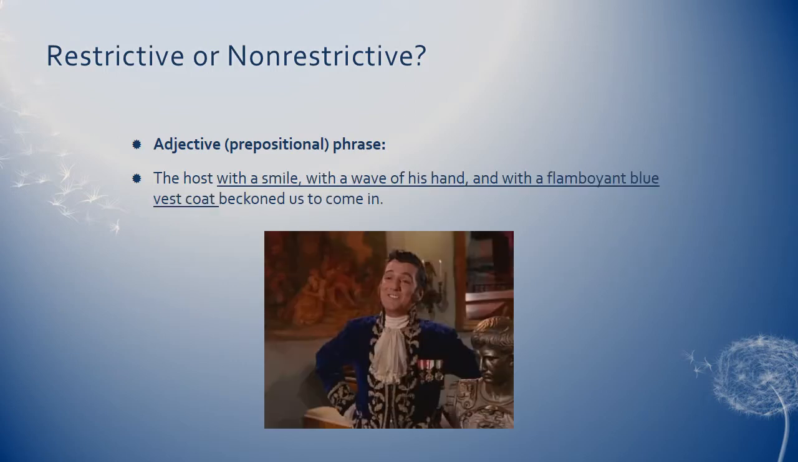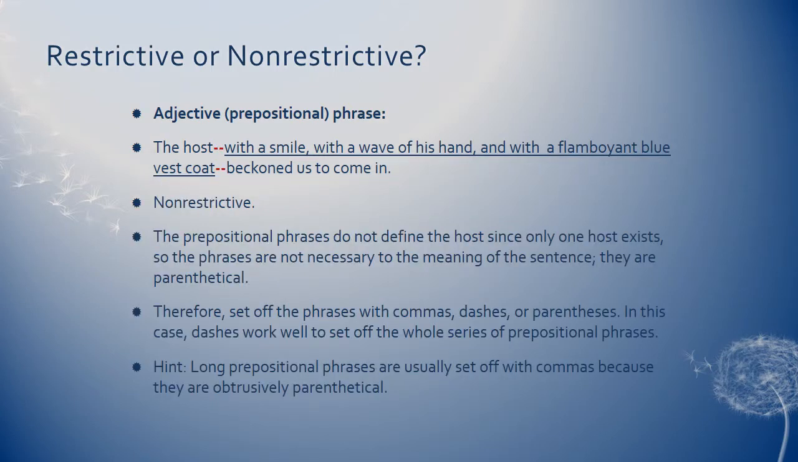Well, is the following prepositional phrase restrictive or non-restrictive? The host, with a smile, with a wave of his hand, and with a flamboyant blue vest coat, beckoned us to come in. Well, the adjective phrase, a series of three prepositional phrases, is non-restrictive. The host, with a smile, with a wave of his hand, and with a flamboyant blue vest, beckoned us to come in. Now, it's non-restrictive, and therefore I need to set it off with commas. That means I can read the sentence without the long adjective phrase and it still makes sense. The host beckoned us to come in.